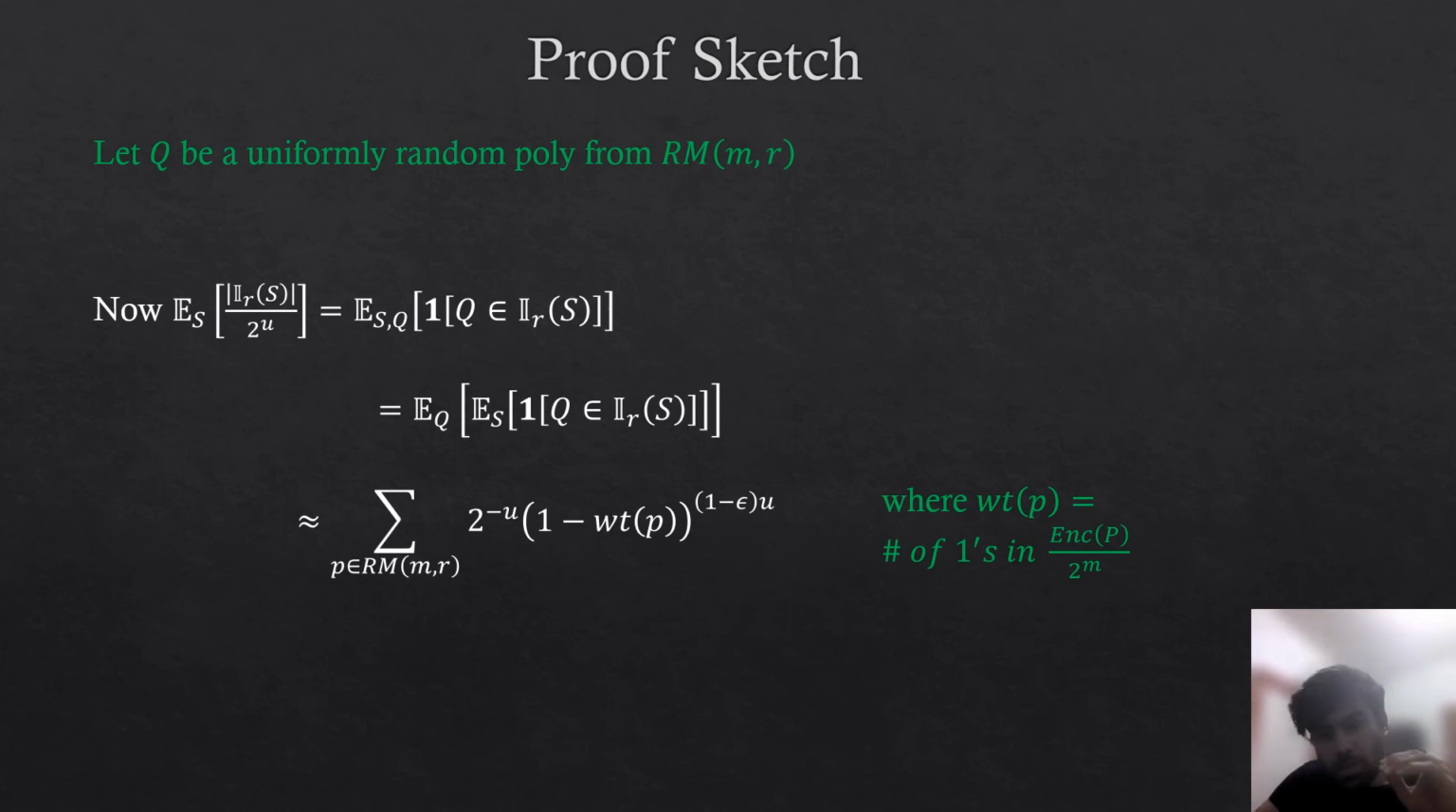So it's going to be (1 minus weight p) to the power (1 minus epsilon) times u, because remember k was (1 minus epsilon) times u. So we are throwing these many random points, and we need all of them to lie in the zero set of p, right? So why is this only approximately equal to and not actually equal to?